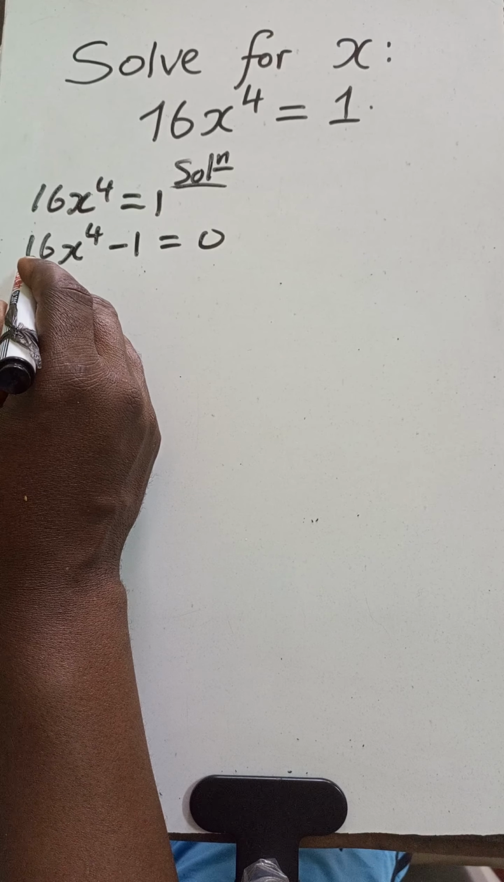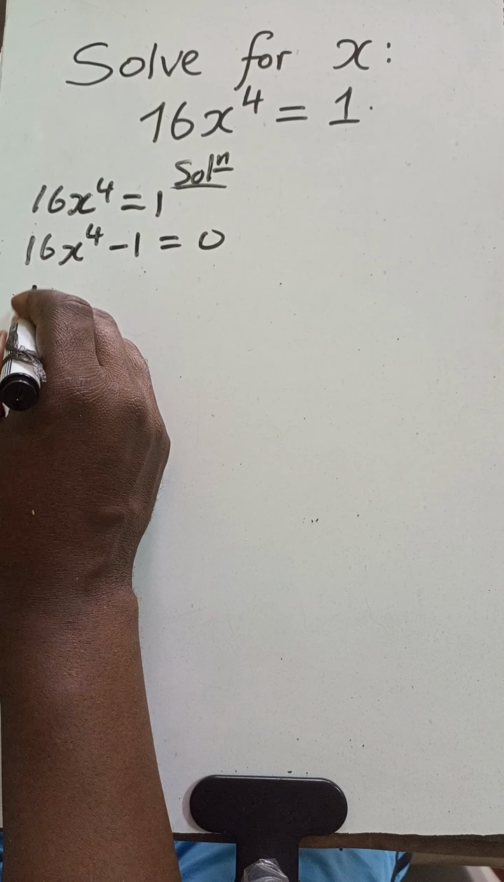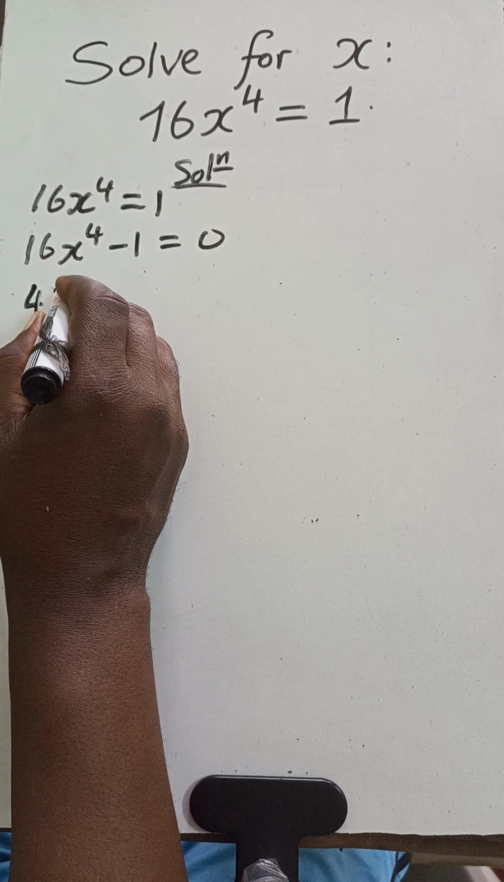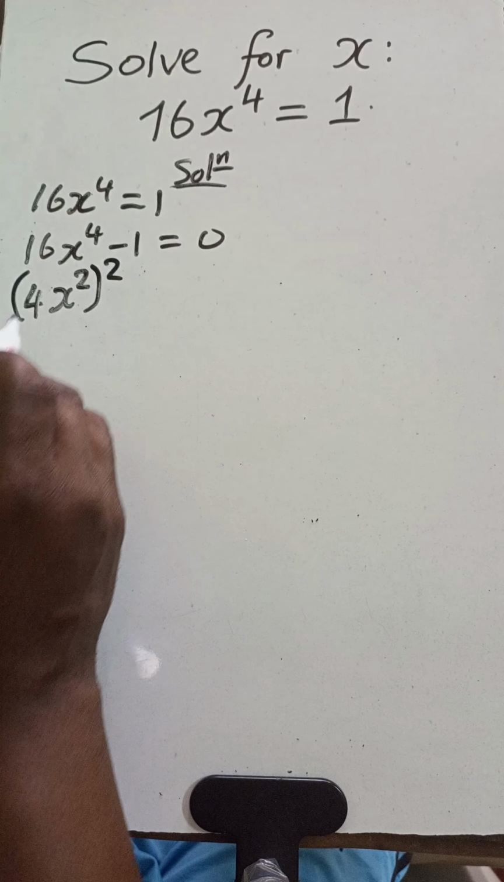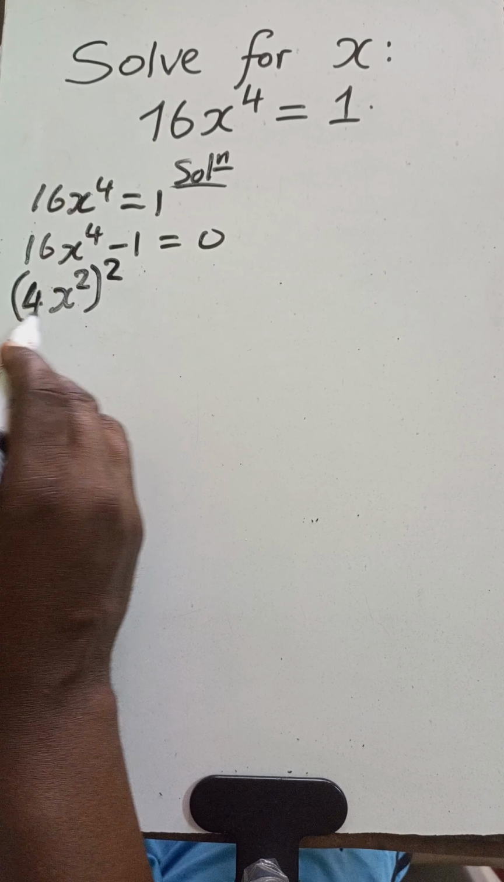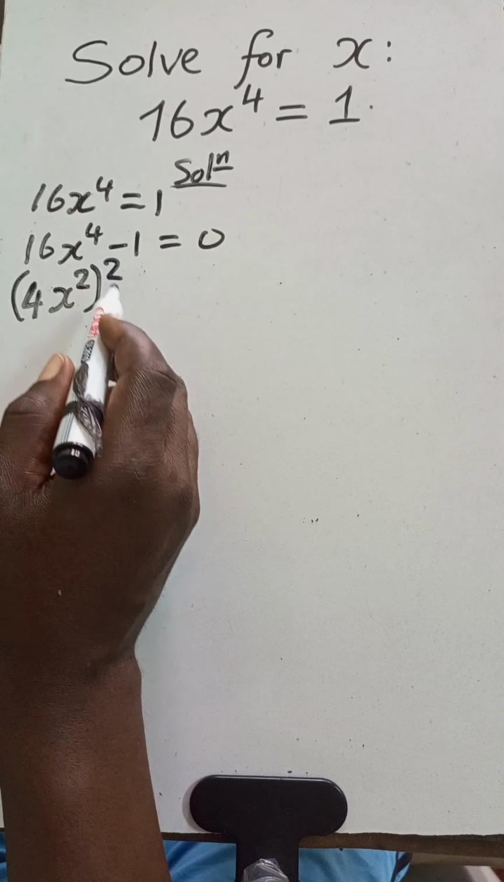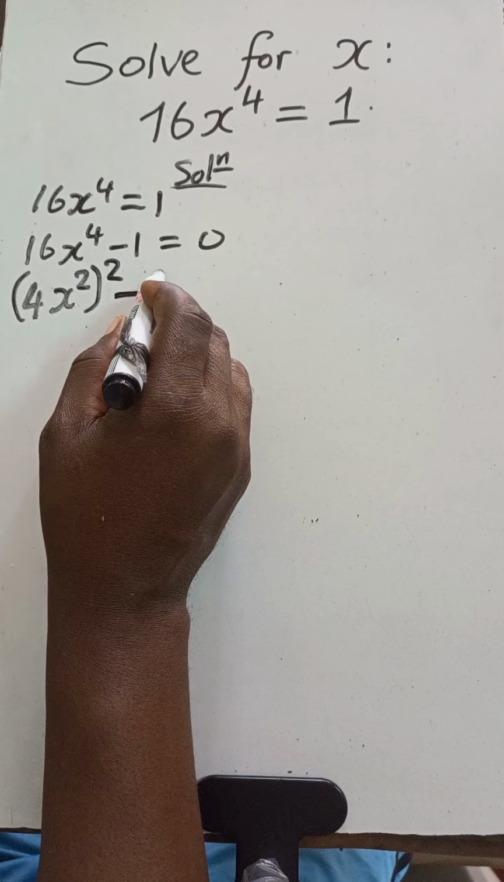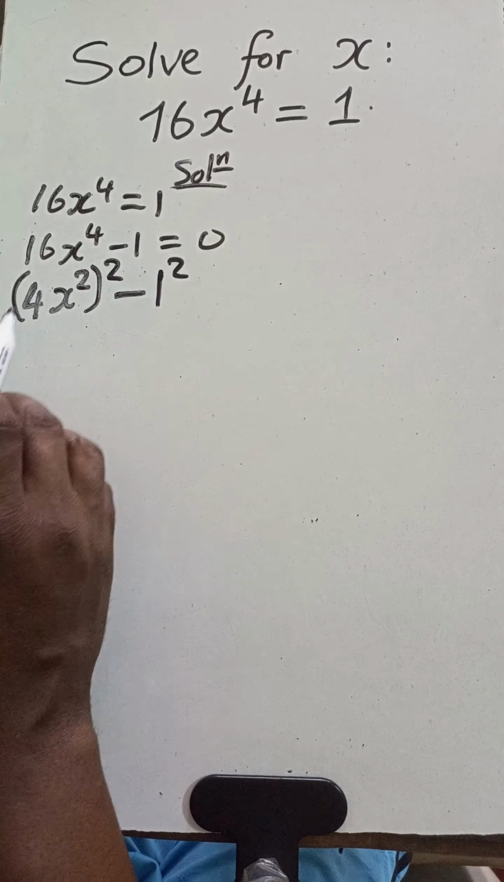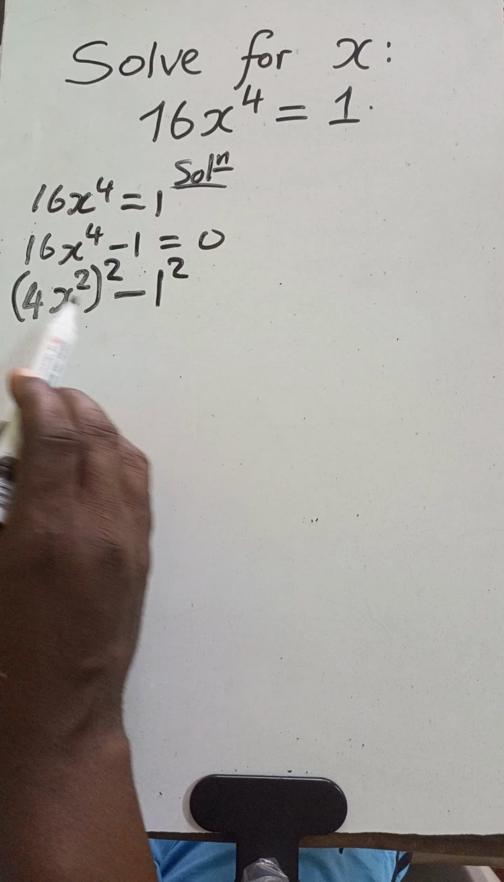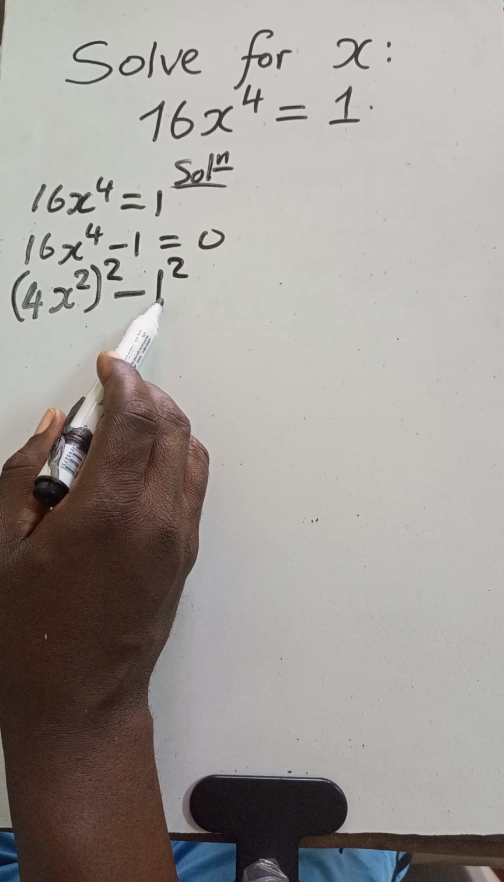All right. What number do we square to have 16? It is 4. And of course, when we square x squared, we're going to have x to the power 4. So 16x to the power 4 is 4x squared, all of that squared. 1 can be written as 1 squared. So you now see this expression has been written as a difference of 2 squares. This square minus this square.